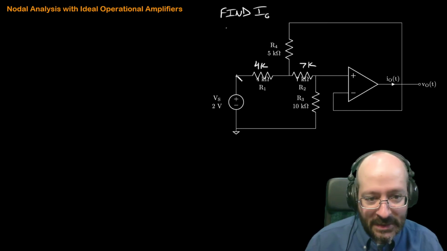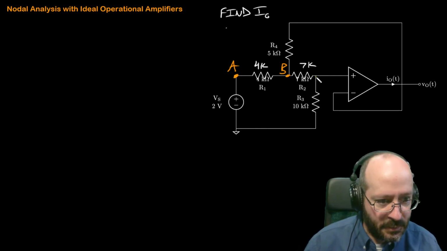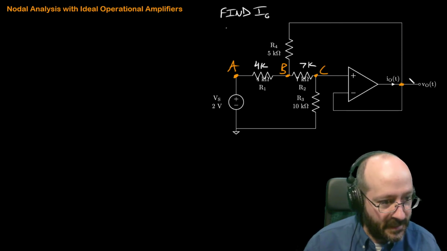Okay, so we label non-reference nodes. A, B. There's one here, C. And then there's a big one over here. Okay, and we're going to call that D.